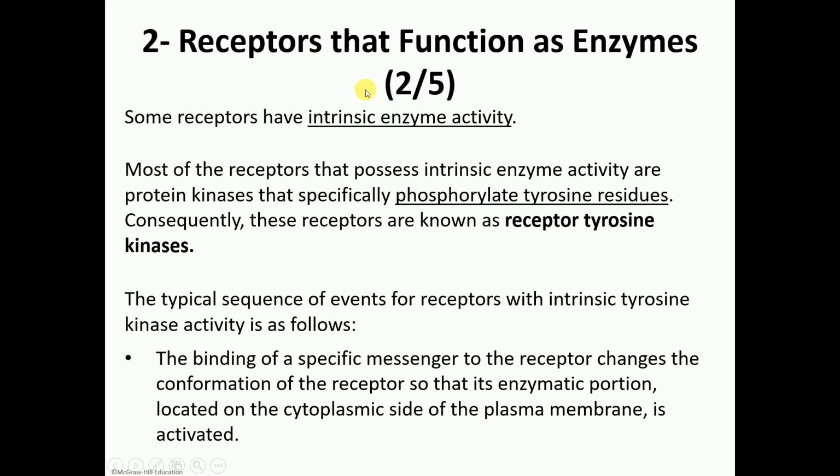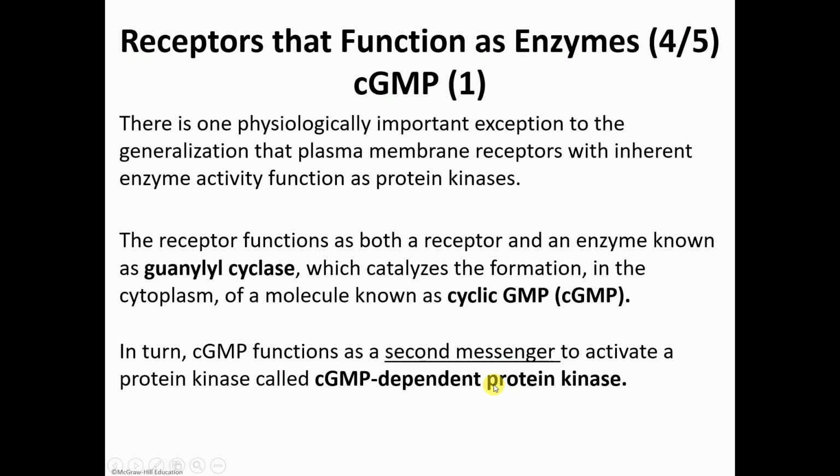So these receptors, as we mentioned, have that intrinsic kinase enzyme activity. The majority of the receptors are going to activate tyrosine residues, and they are known as tyrosine kinases. Again, your typical sequence of events would be that the ligand binds to the receptor, leading to a change in the structure of the receptor and its activation. And then the tyrosine kinase is going to phosphorylate.